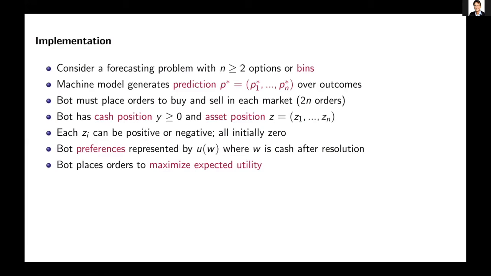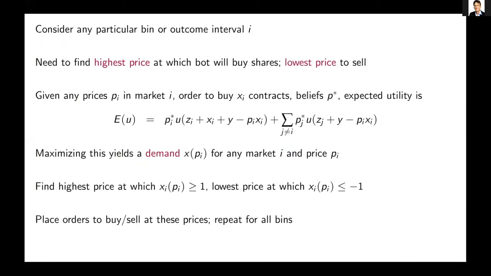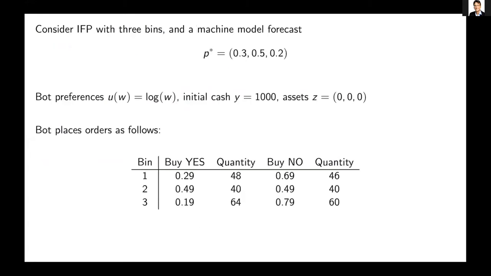So when this market resolves, the bot is going to receive some income from all the transactions that have taken place. This is a random variable, and the probabilities, the beliefs, will determine the expected value. And the bot is going to maximize its expected value. I won't go through the details, but basically you want to find the highest price at which you want to buy shares and the lowest price at which you want to sell, and you place the corresponding number of orders at those prices.